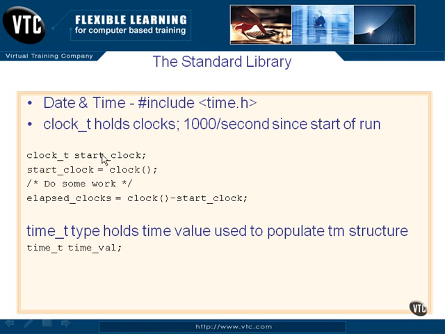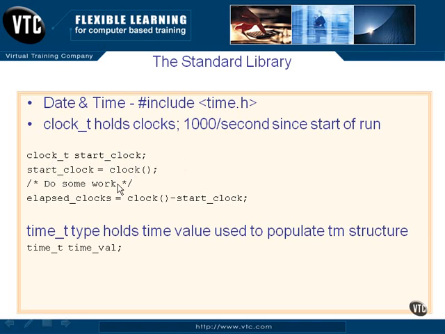Here, for example, if we want to time a simple program, we could create a variable called start_clock, and it's of type clock_t, and then somewhere in our code we would say that start_clock equals clock(). That's the function, one of them defined in time.h, which will return the number of clock cycles since the start of our run. That goes into start_clock.